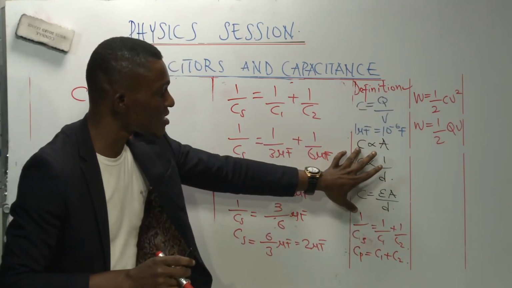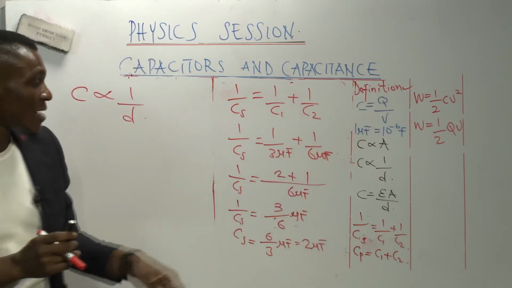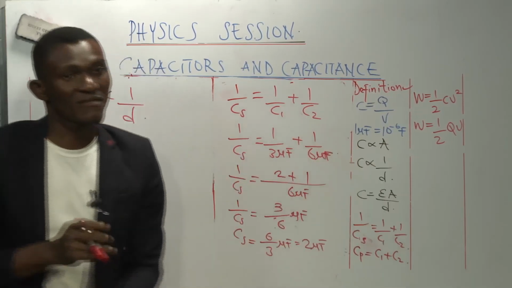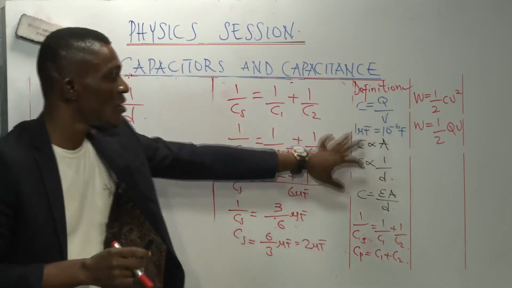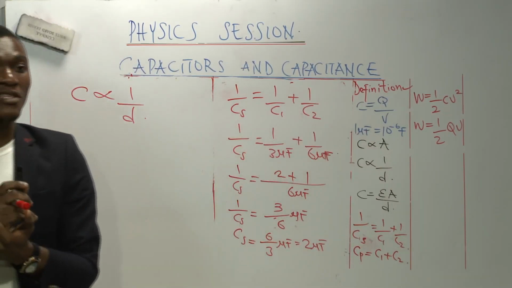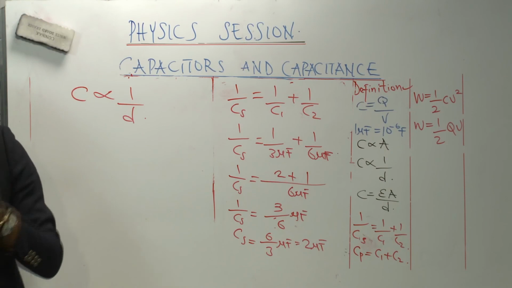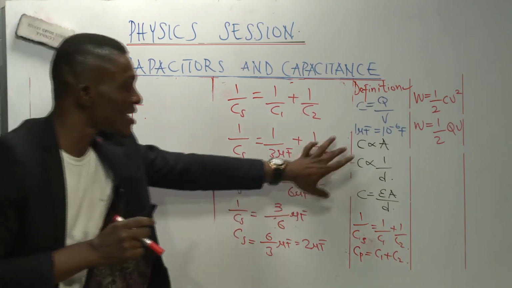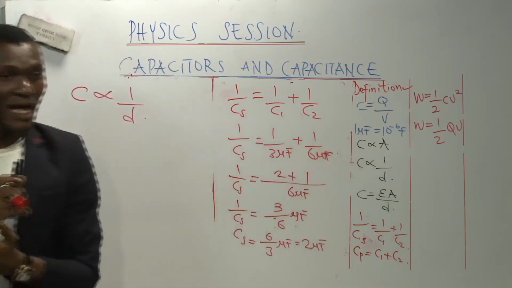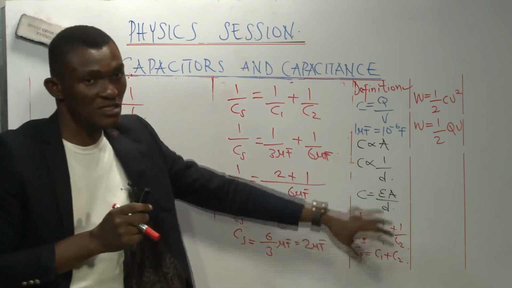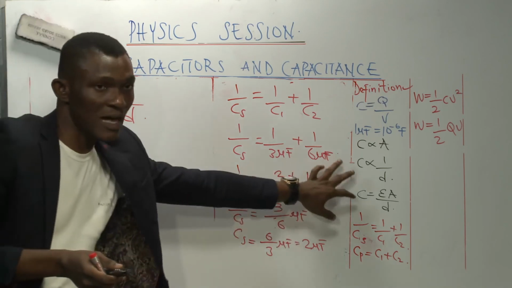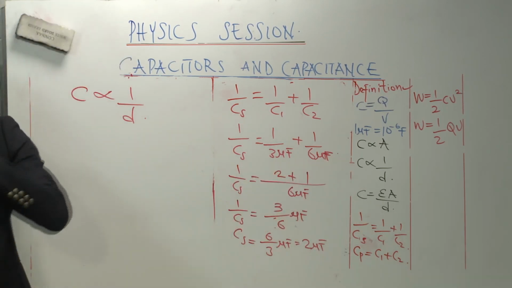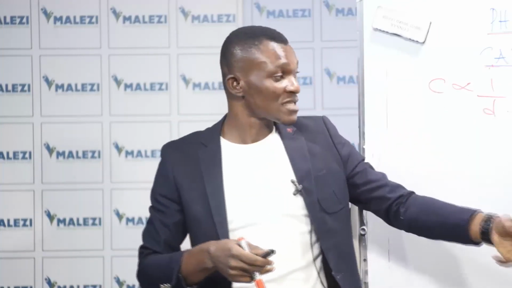I also talked about factors affecting the capacitance of a capacitor. Capacitance is directly proportional to area. Whatever happens to area would happen to capacitance. If area increases, capacitance also increases. If area reduces, capacitance also reduces. Then I said capacitance is inversely proportional to the distance. So whatever happens to distance, the reverse happens to capacitance. As the distance increases, capacitance reduces. As distance reduces, capacitance increases.